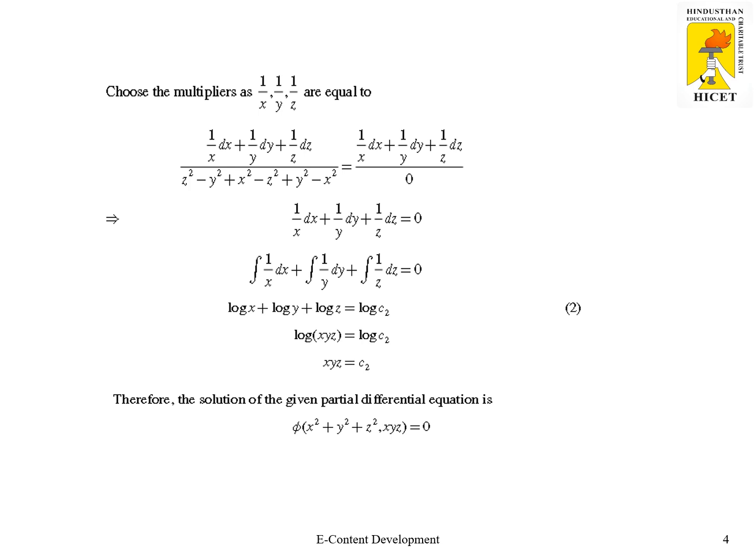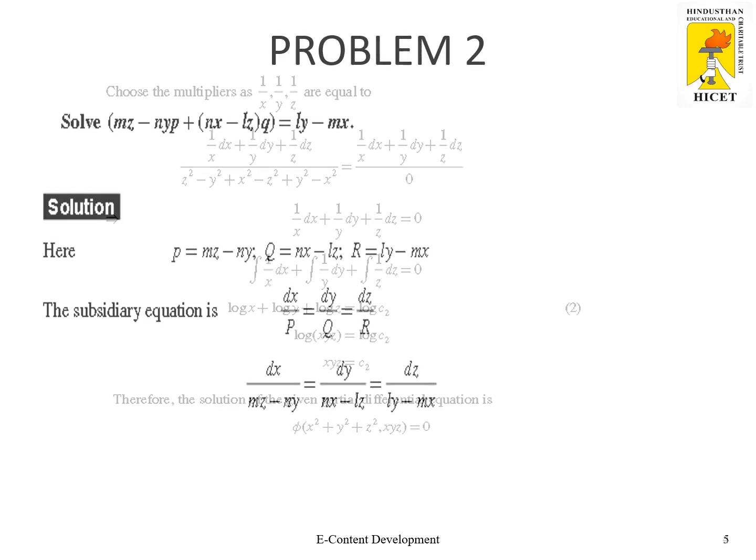Therefore, the solution of the given Lagrange's linear equation is phi of C1 comma C2 equal to 0. C1 is x square plus y square plus z square and C2 is xyz. Hence, the solution is phi of x square plus y square plus z square comma xyz equal to 0.